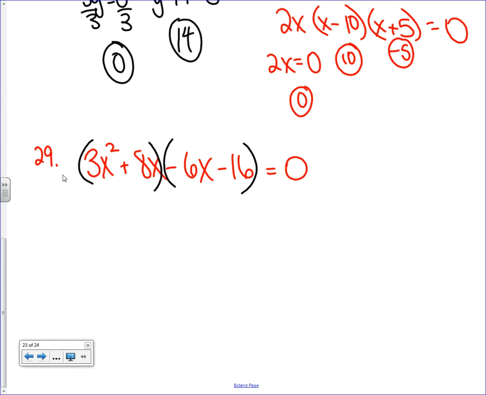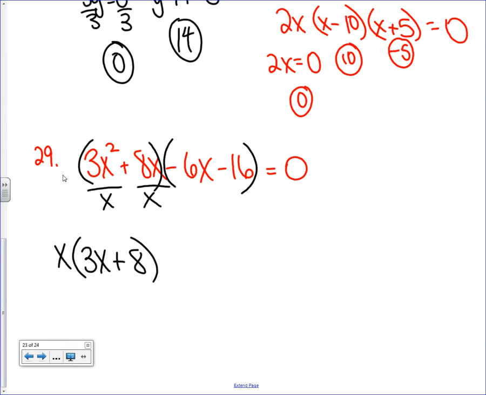What can I take out of the first group? No. I can just take an x out. I can't divide 8 by 3. 8 does not divide by 3. Okay, if you take an x out, 3 what? Plus. Now, what does the next parenthesis start with?